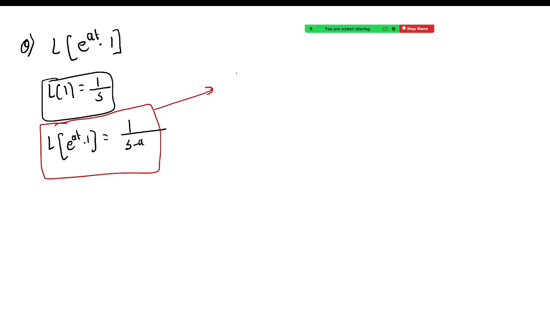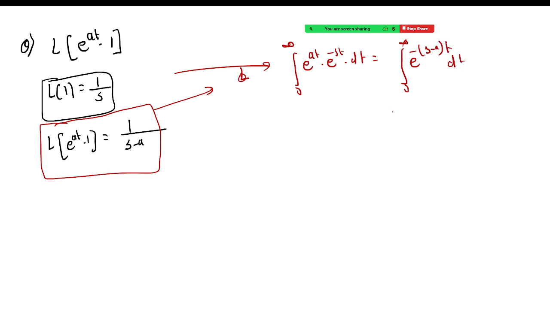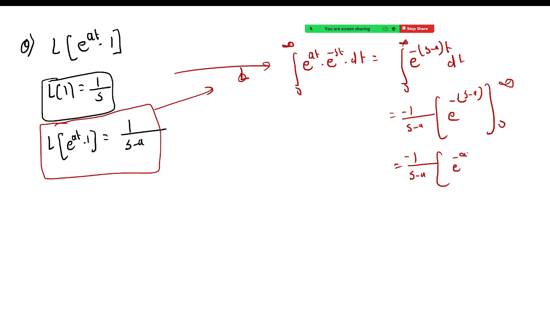How can we prove it? So I can write Laplace transform of this one as integral 0 to infinity e to the power at into e to the power minus st dt. So that is equal to integral 0 to infinity e to the power minus (s minus a)t dt. That is equal to minus 1 upon s minus a and e to the power minus (s minus a)t from 0 to infinity. Once you substitute the limits, you will be getting minus 1 upon s minus a and e to the power minus infinity minus e to the power 0. So this becomes equal to 1 upon s minus a.